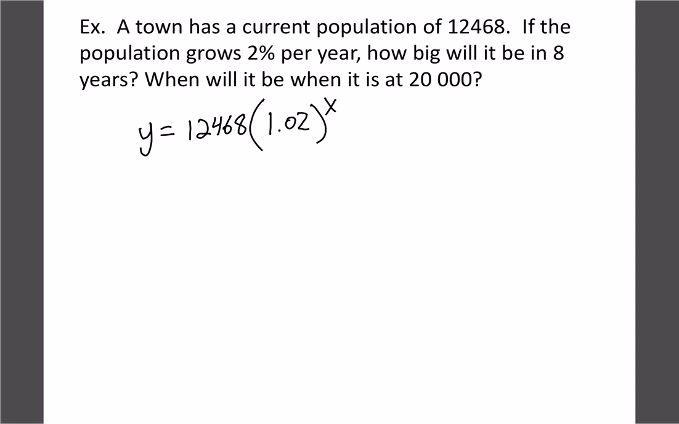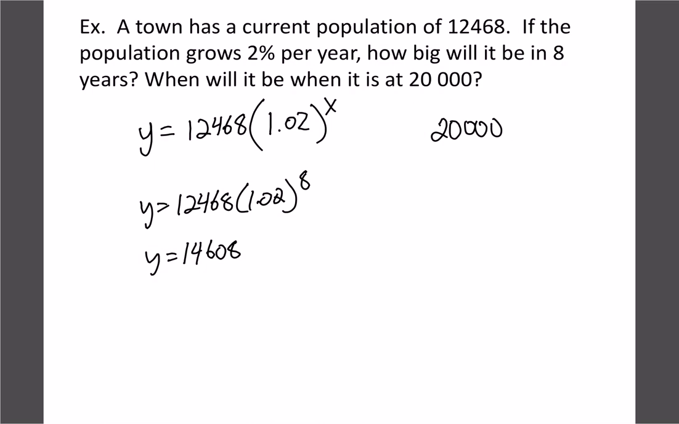So the first question, pretty easy. We just got to plug in an 8. So go 12,468 times 1.02 to the 8. So we can just type that in directly. We don't have to do any rearranging. So if we do all that, we get 14,608. So after 8 years, our population is now 14,608. The second part of the question is a little bit harder because we have 20,000 equals 12,468 times 1.02 to the x. So we're looking for x this time.